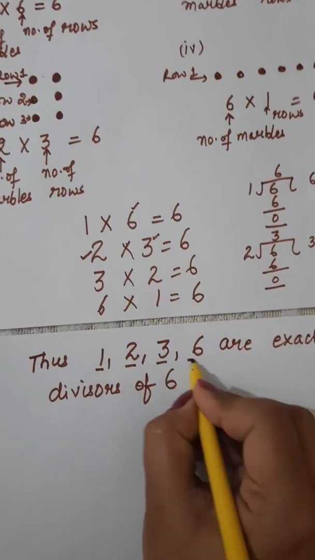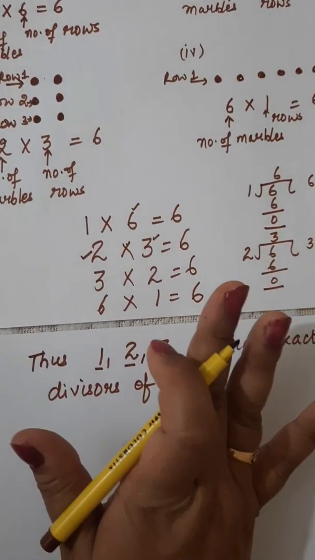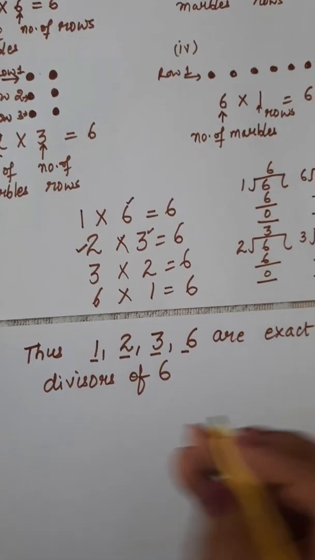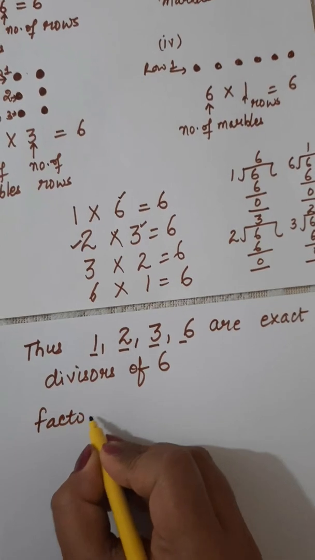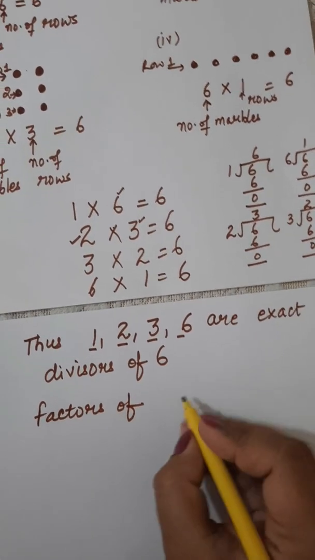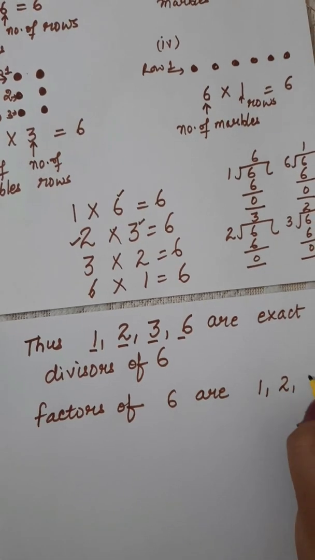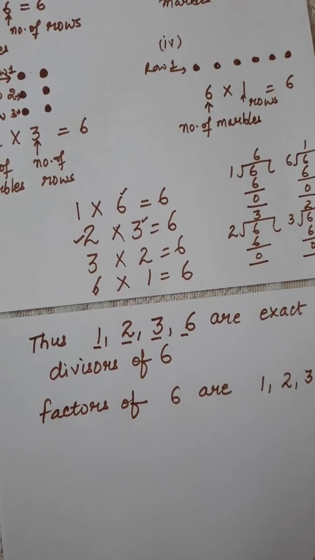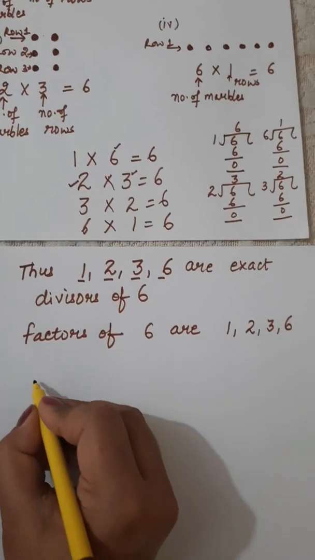These numbers, the numbers which are the exact divisors of given numbers, are called the factors. So we can write, factors of 6 are 1, 2, 3 and 6 itself. So let's take another example.